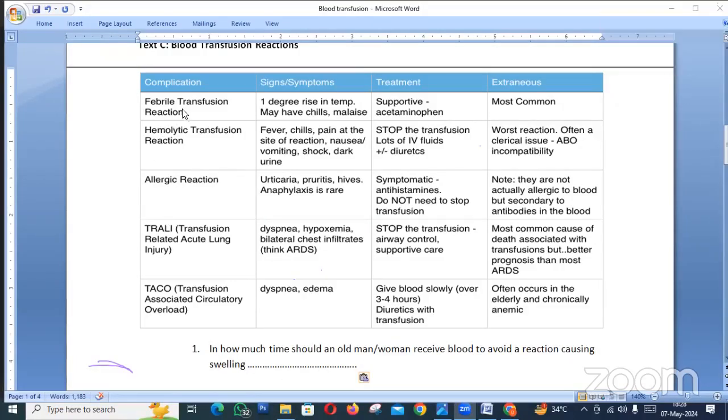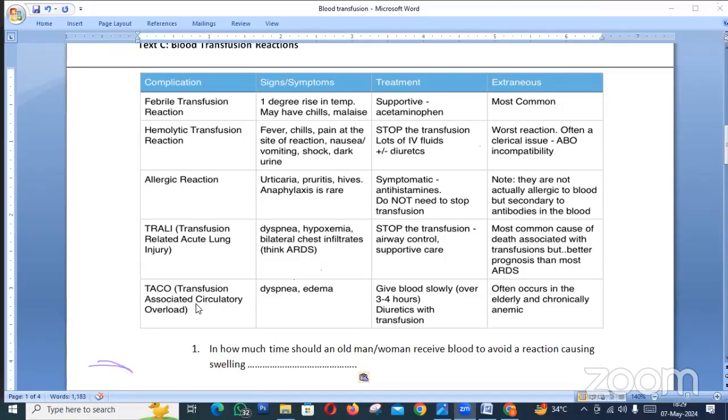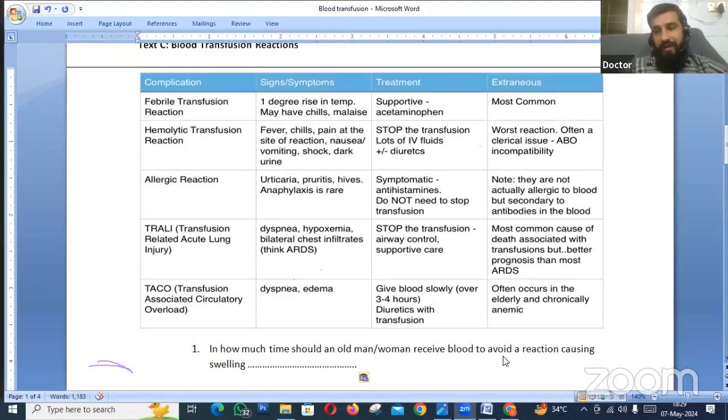Now, how many reactions do we have? 1, 2, 3, 4, 5. Yes, 5. Okay. You have to find a reaction in which there is swelling. The other keywords are secondary. First, your main keyword is swelling, okay? To avoid a reaction causing swelling, where can you find this? In signs and symptoms mostly, but you can also find it in extra information.